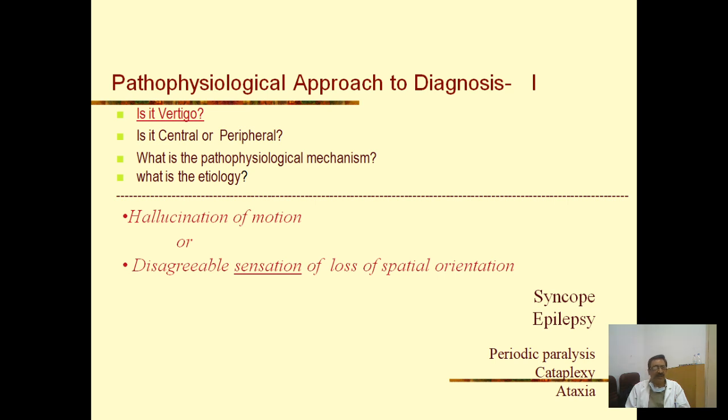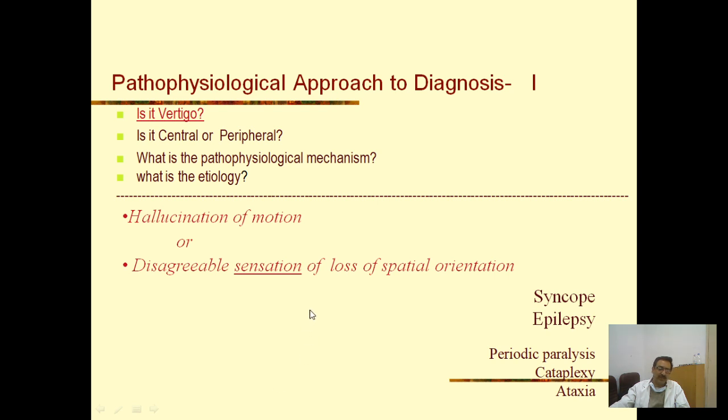So basically what this slide is saying is rule out syncope. There are other causes, of course. It could be epilepsy, which is also a periodic syndrome and may sometimes be confused with vertigo or syncope. But if you take a good history, there's really no reason to get confused. As I said, it's not ataxia, because ataxia is a motor symptom, paralysis is a motor symptom, cataplexy is a motor symptom. They are not vertigo. Vertigo is a sensory symptom. So the first question you ask is, is it vertigo?